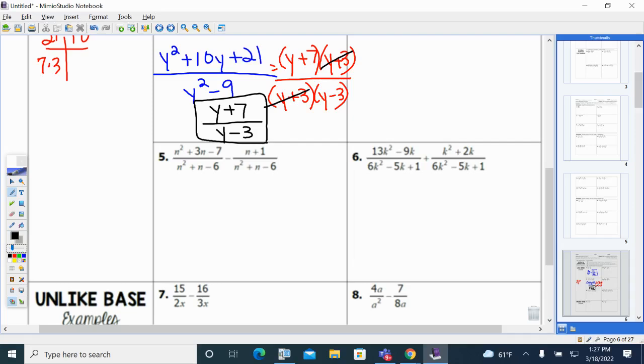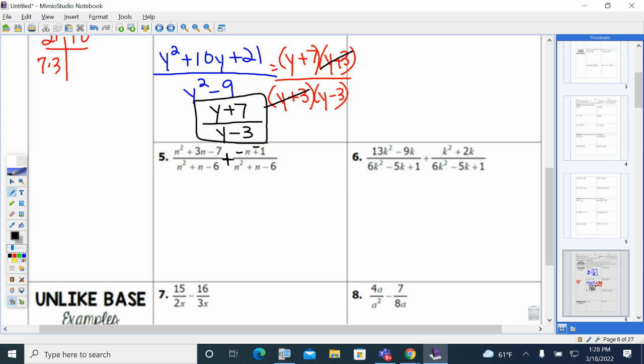Again, we've got common denominators: n squared plus 3n minus 7 divided by n squared plus n minus 6, minus n plus 1 over n squared plus n minus 6. So we're just going to subtract our tops. Now, with the minus, I've always told you guys that we need to distribute that negative, and I would encourage you to do that again. So when we distribute that negative, the n in the numerator becomes negative, and the 1 becomes negative. And what that does is that changes that now to a plus.